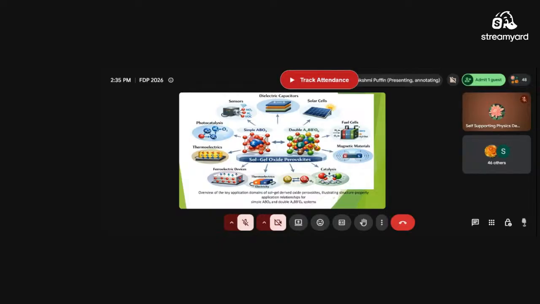The applications we can see here are electric capacitors, solar cells, sensors, photocatalysts, thermoelectric, ferroelectric. Like that we can see a number of things. So we are focusing on solar cells. As I said, it depends upon the band gap, so we can go for the single, or we can go for the double one.